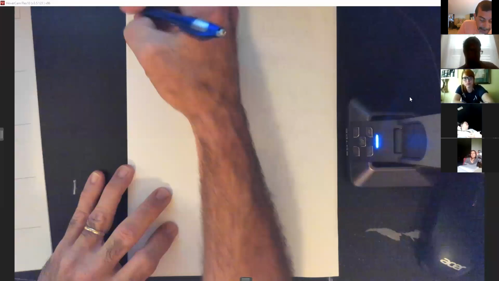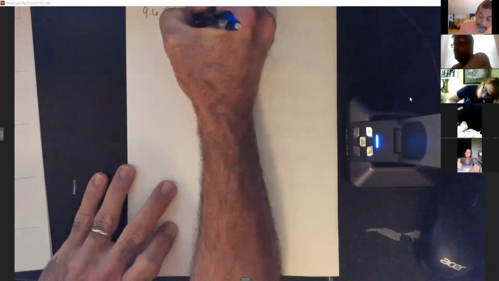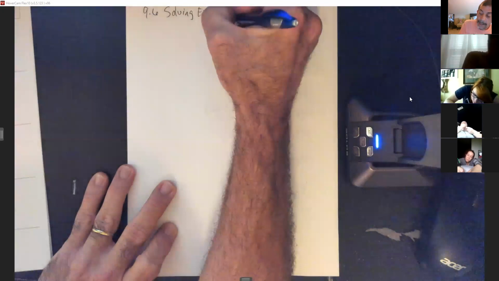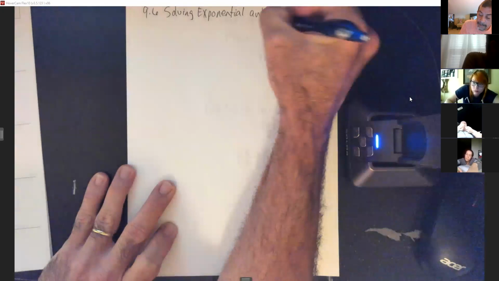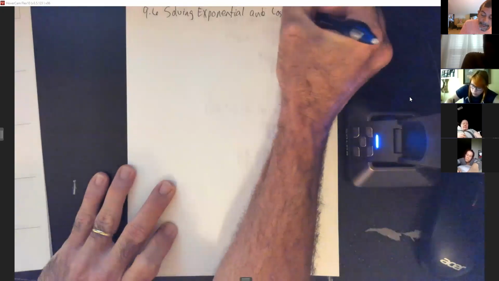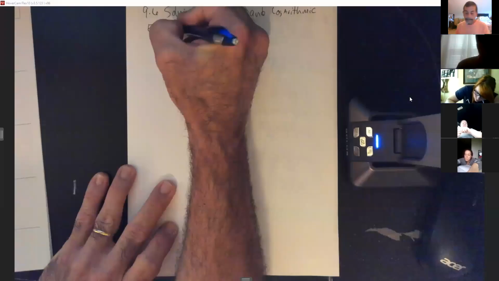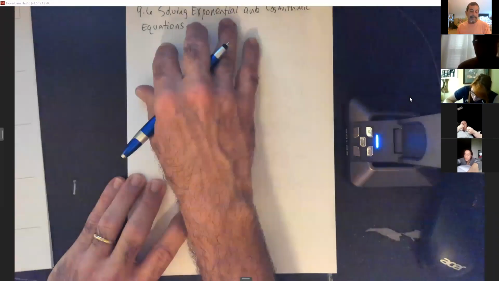Well, here's what it's all been coming down to: 9.6, solving exponential and logarithmic equations. So I'm going to give you little steps when I get to each style of equation.